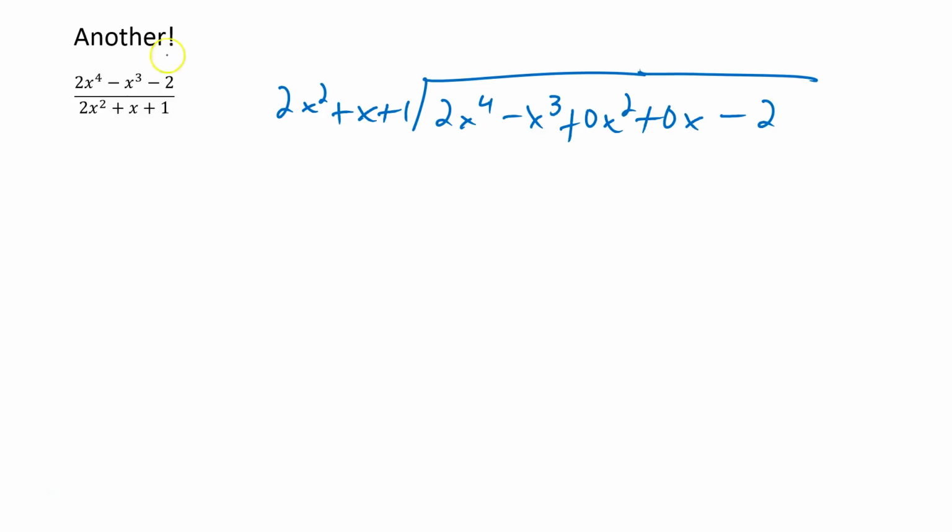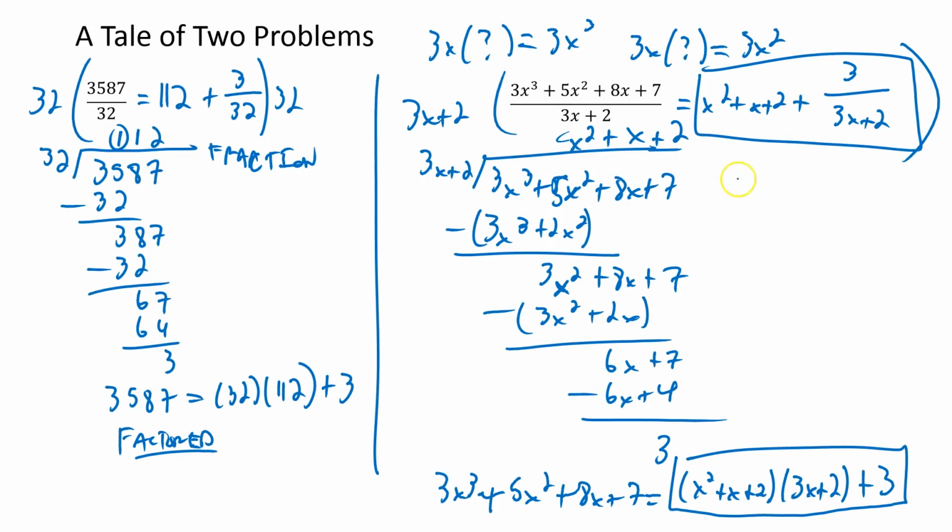So I should have named these things a little while ago. The guy on the top here is called the dividend. The guy at the bottom is called the divisor. The answer you get is called your quotient, so that goes up on the top. Okay, so just a little bit of division vocab there.